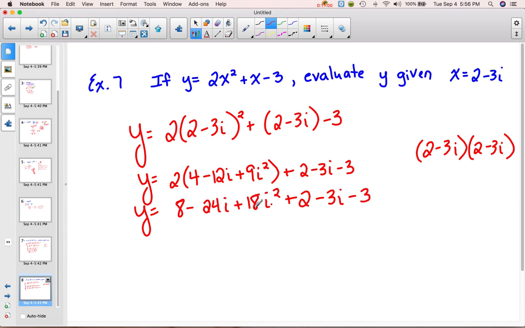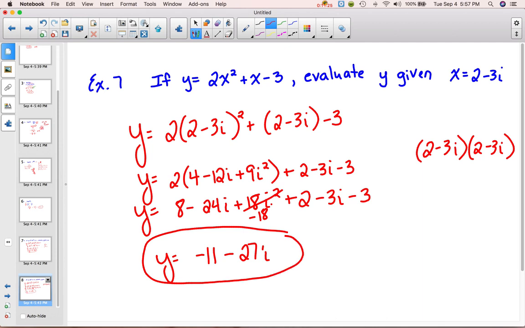This i squared is negative 1, so that's going to make this a minus 18. So now I have 8 minus 18 gives me negative 10, plus 2, negative 8, minus 3 is negative 11. And I had a negative 24i minus 3i, so I get negative 27i.